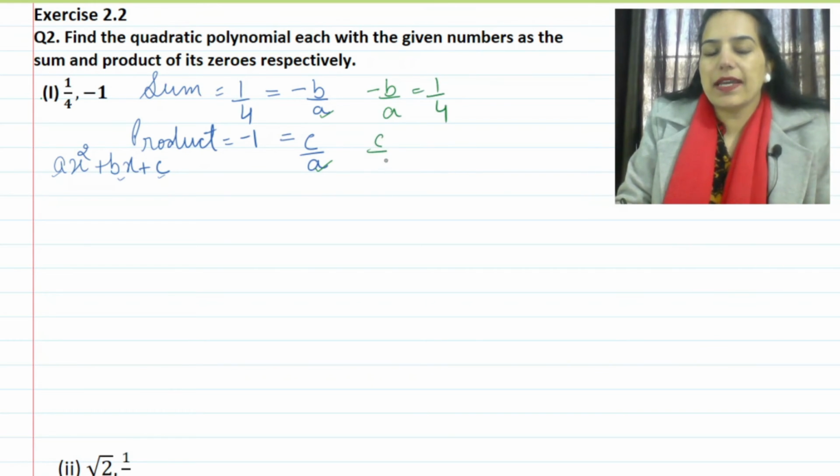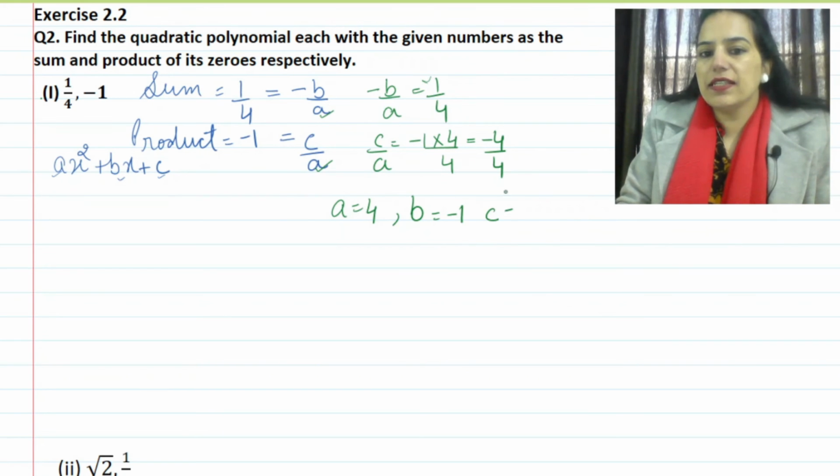So c by a, which is just minus 1, I'll multiply and divide by 4 so that I get minus 4 by 4. Now a is same in both of them. So I can conclude a is 4. What is b now? b is minus 1, if I transpose this minus sign to that side.